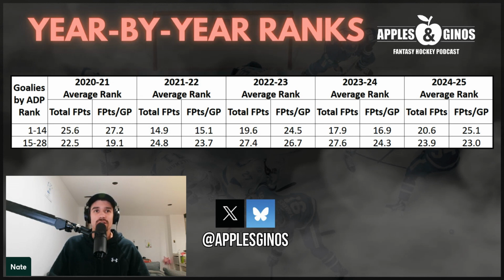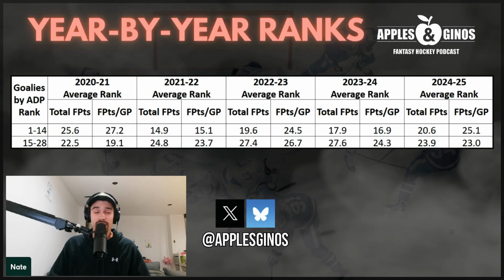And what you're seeing is very close results in 24-25 in both total fantasy points and fantasy points per game, and actually the later goaltenders outperforming the top goaltenders in fantasy points per game, which has not always been the case. In fact, it's only happened before in that 2020-21 season, but it is something where it's usually a lot closer than you would think at the beginning of the year.